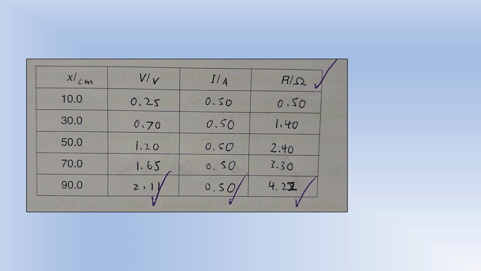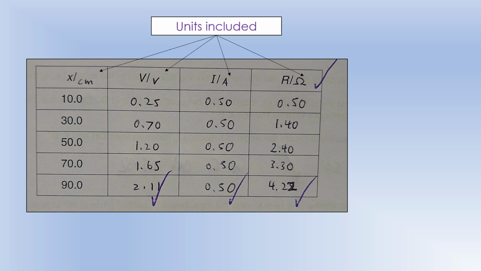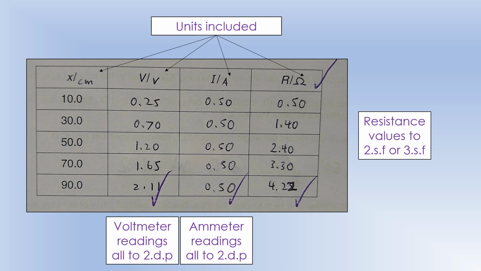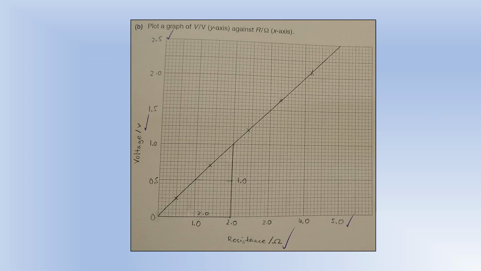Okay, so here is a table of data that would get all of the marks on this one. So in the top column, we've got all of the units that we're measuring in. All of the voltmeter readings are to 2 decimal places because that's what the voltmeter that was used can do. All the ammeter readings again were 2 decimal places, and the ammeter should have stayed roughly the same the whole time. And we've got all our resistance values to 2 or 3 significant figures because that's the data we are using.